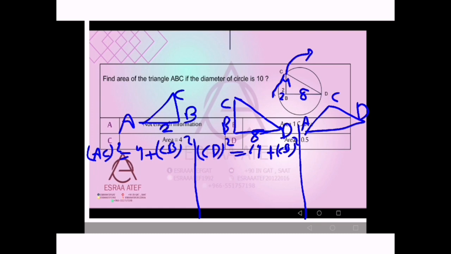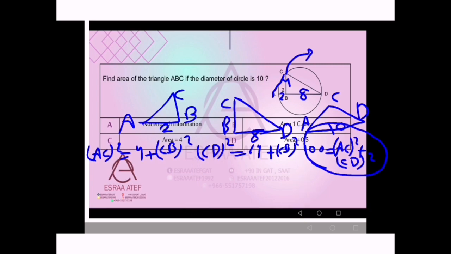And here we have AD squared, which is 100. We can say 100, because all of it is 10. So squaring it will be 100 equals AC squared plus CD squared. Now we will replace the values of them by each other. We will replace it in this equation, which says 100 equals AC squared plus CD squared.